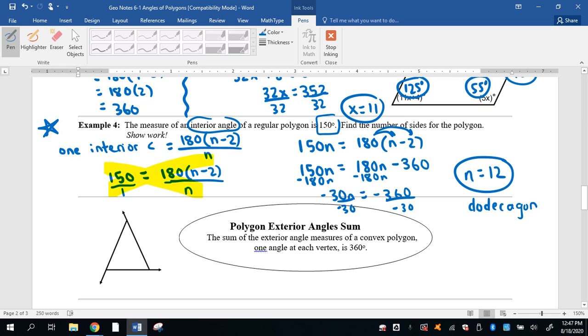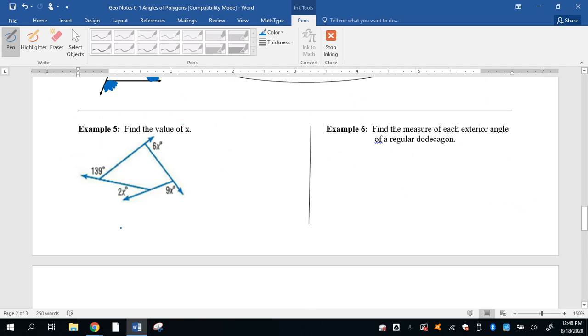Last problem is a polygon exterior angle sum. The sum of the exterior angle measures of a convex polygon is 360. These are your exterior angles. They will always add to 360. It doesn't matter how many sides your polygon has. So the sum of the exterior angles is 360, and that is 139 plus 6x plus 9x plus 2x. That sum is 360. And now just solve for x.